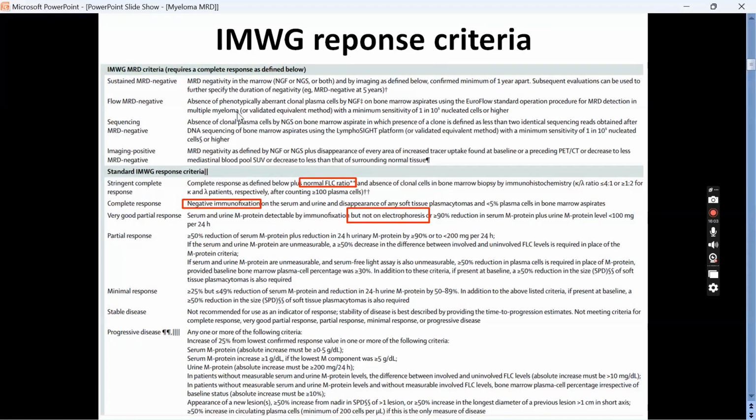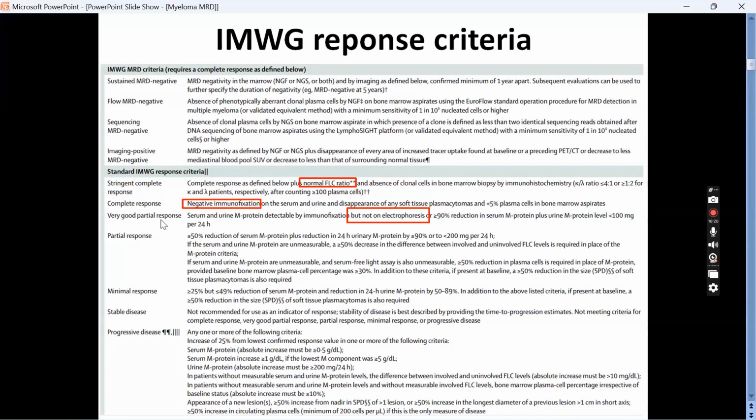Any doubts? You understood, right? So these terms you need to understand. What is progressive disease, stable disease, minimal response? What is partial response? What is very good partial response? How do they define it? What is complete response? Very good partial response.